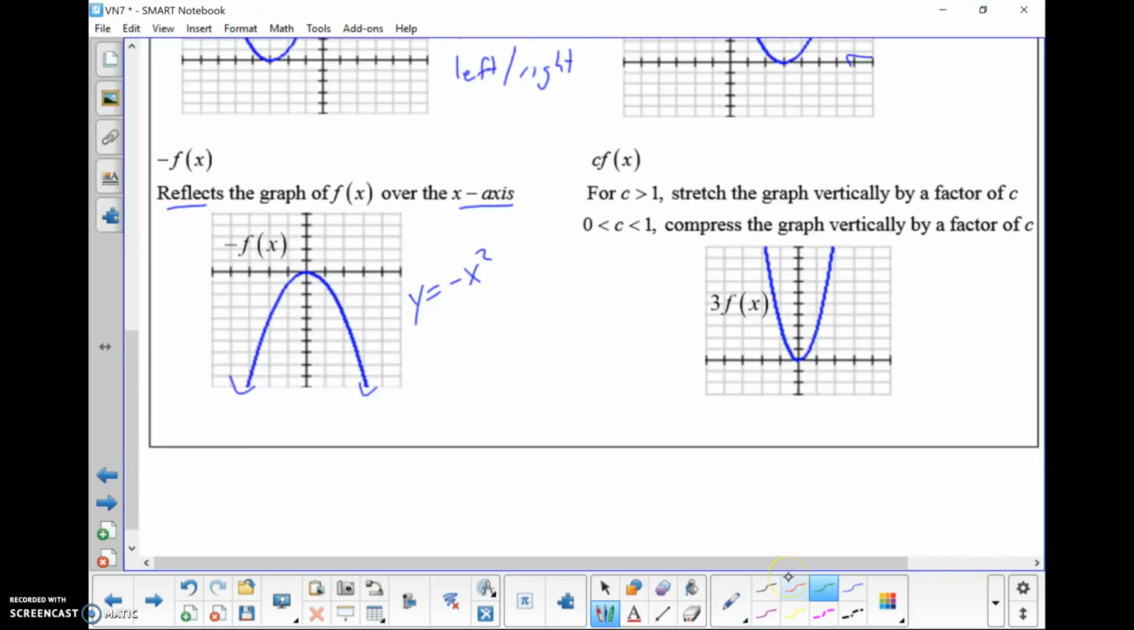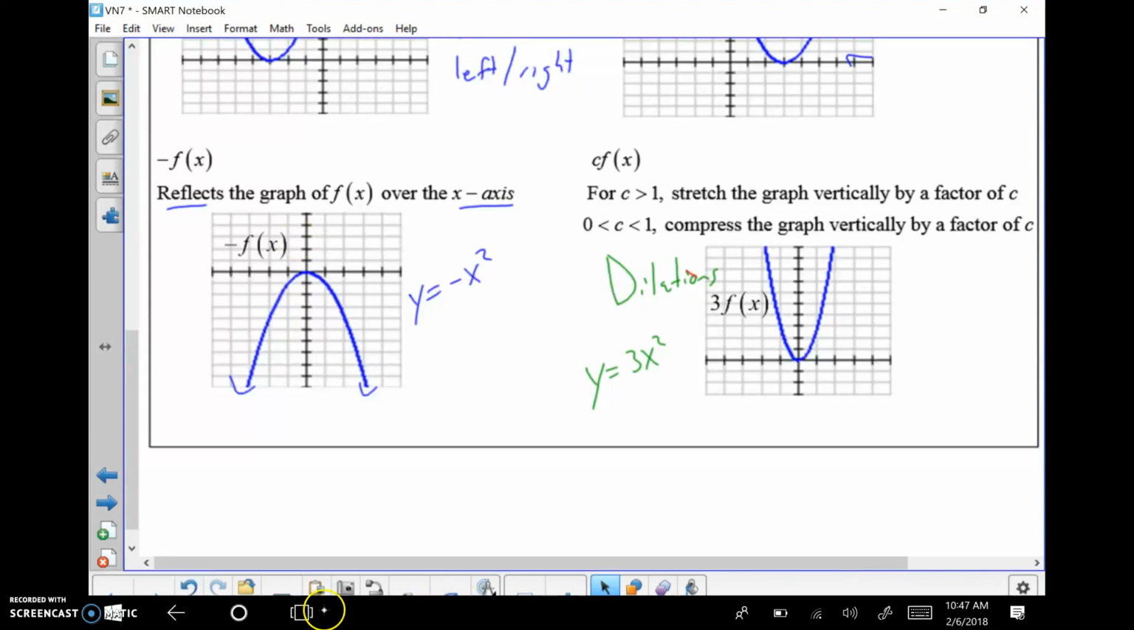These are your dilations. A dilation is when you put a constant in front of it, like y equals 3x squared. That's going to stretch it. It makes it narrower. Let me show you this again in Desmos. This is a good thing to see in Desmos here too.